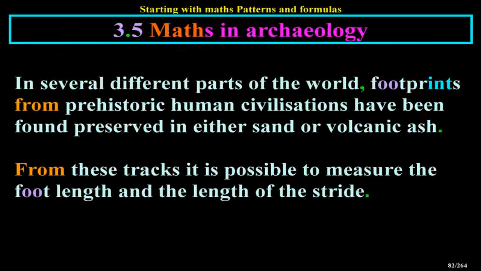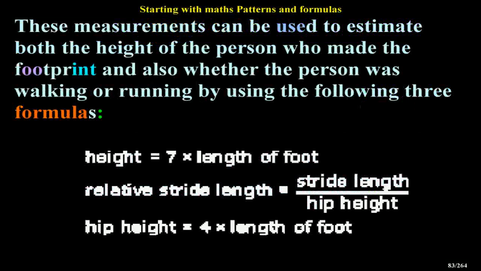3.5 Maths in archaeology. In several different parts of the world, footprints from prehistoric human civilizations have been found preserved in either sand or volcanic ash. From these tracks it is possible to measure the foot length and the length of the stride. These measurements can be used to estimate both the height of the person who made the footprint and also whether the person was walking or running by using the following 3 formulas.